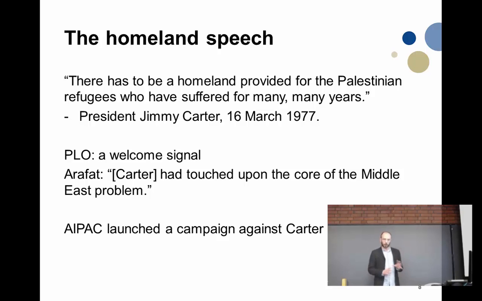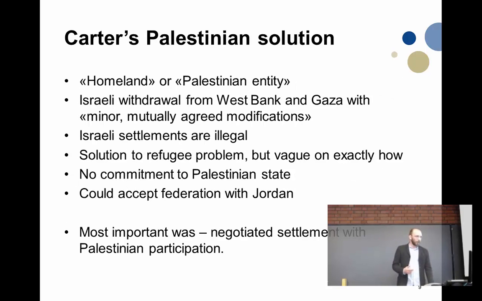He was never really quite able to adapt to this. So I'm going to now split Carter's attempts into two. One is substance. What was he going to give the Palestinians? What was the solution he was proposing? And the other part is procedure. How do we get the PLO to join the talks?